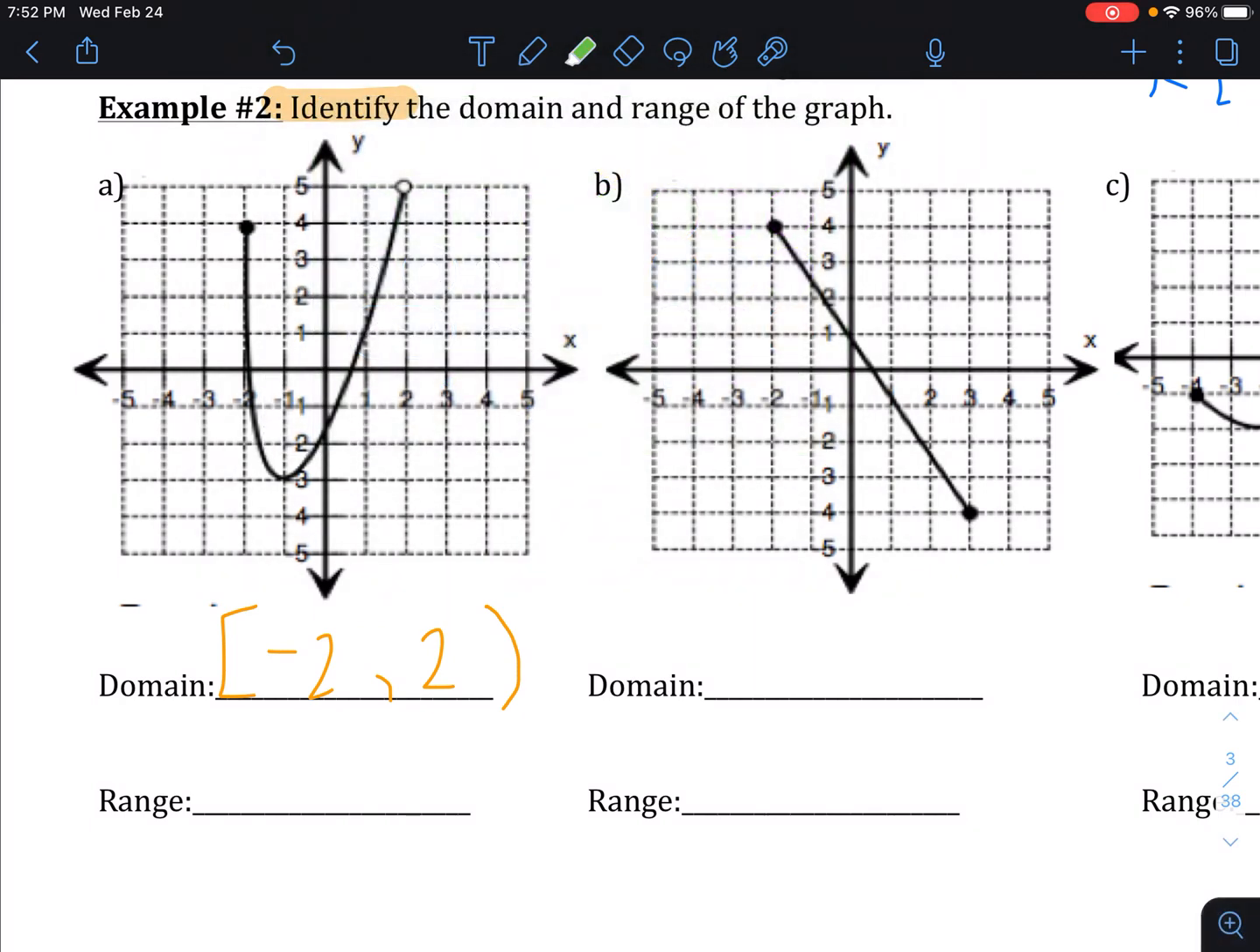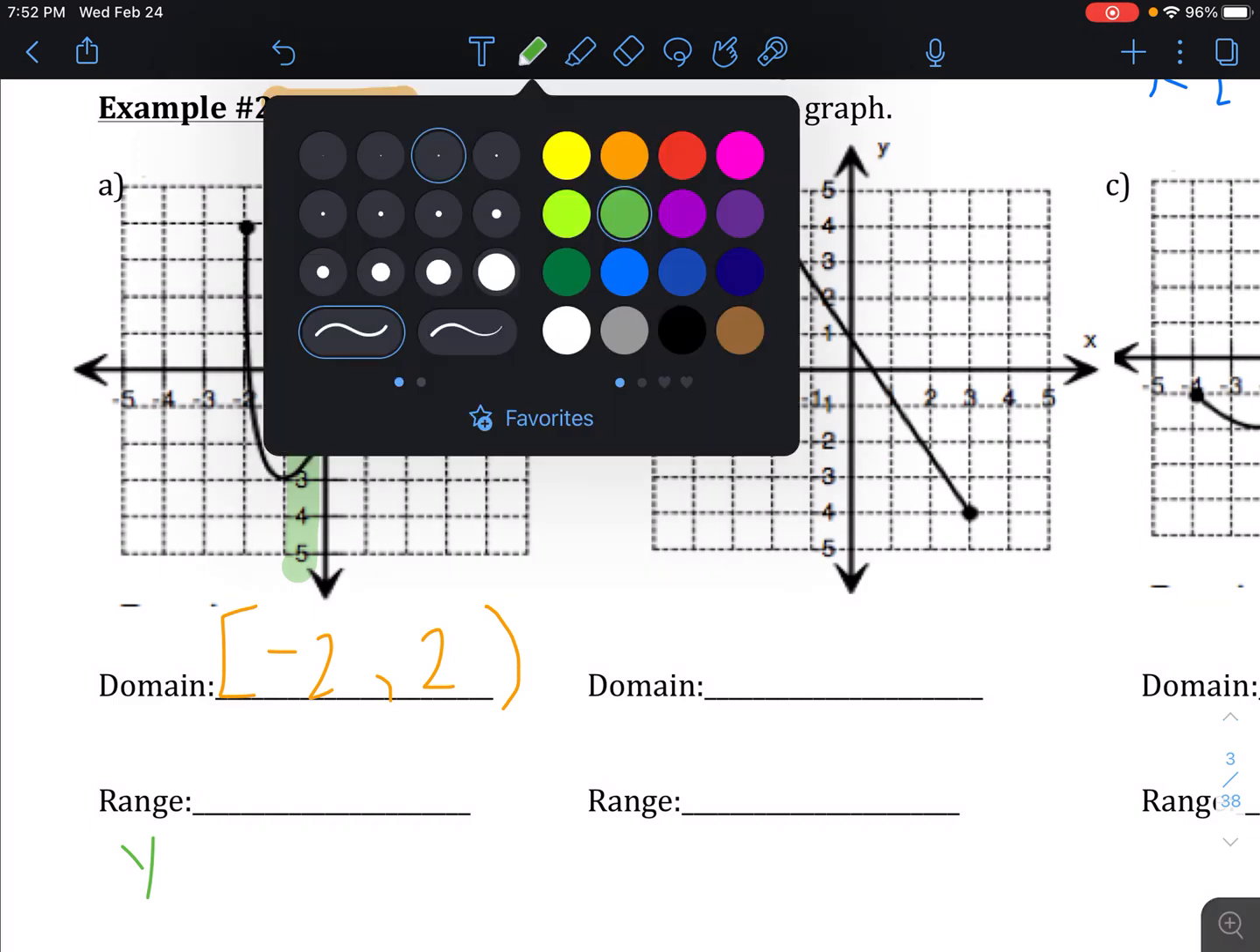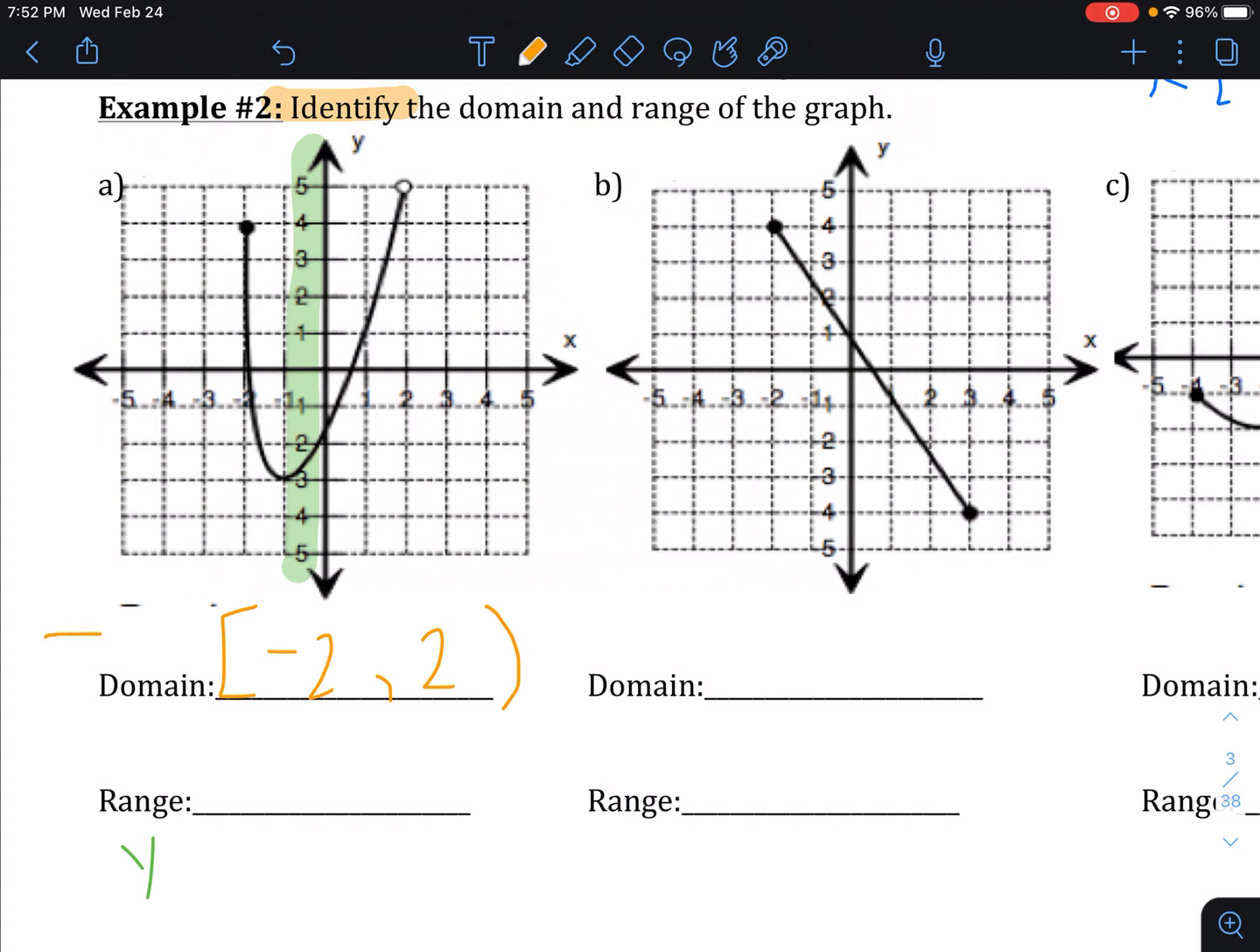Now the range are the y values. So we're focusing on the numbers on the y-axis. For the domain, let me go back for a second: the domain is the leftmost number to the rightmost number. The range will be the lowest number to the highest number.